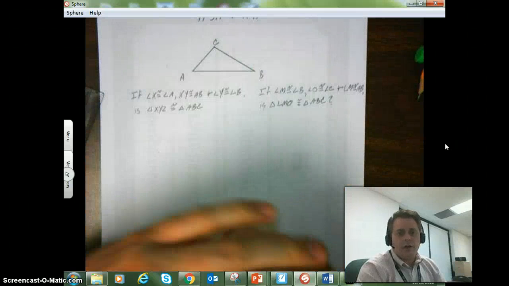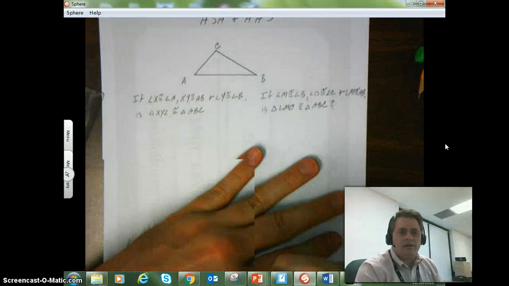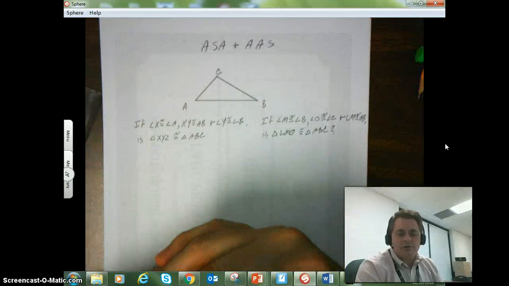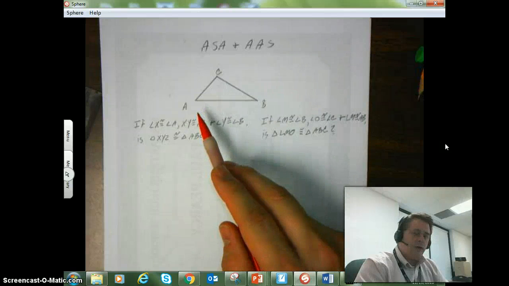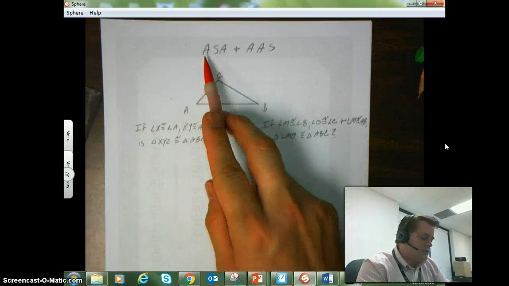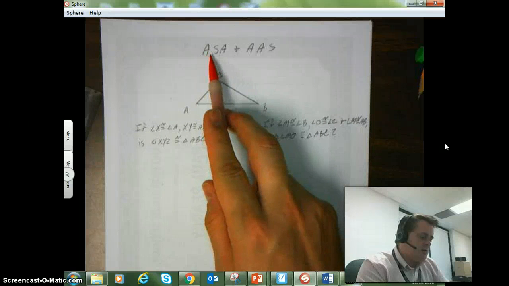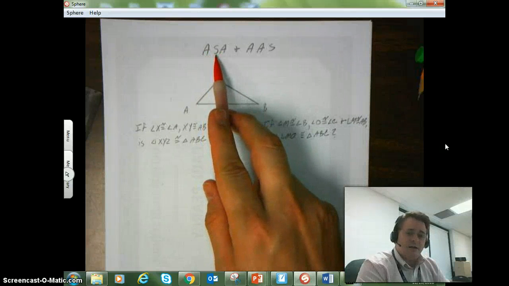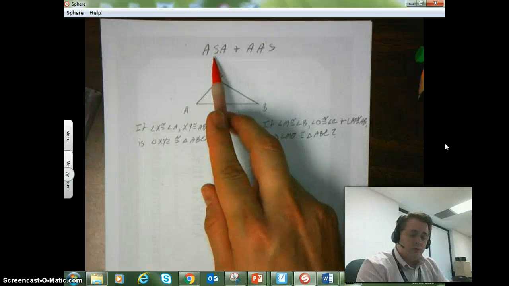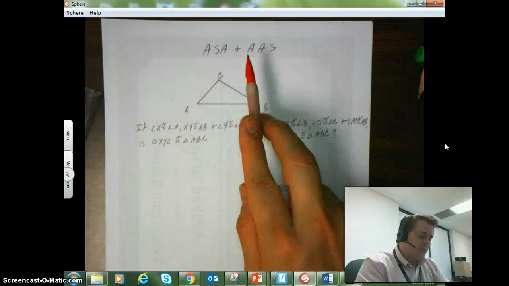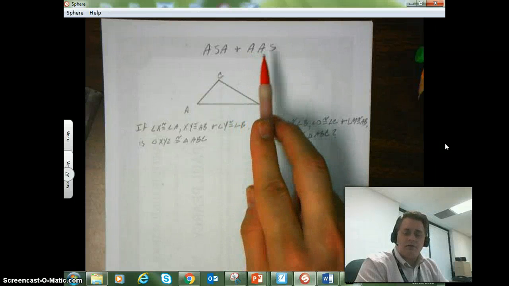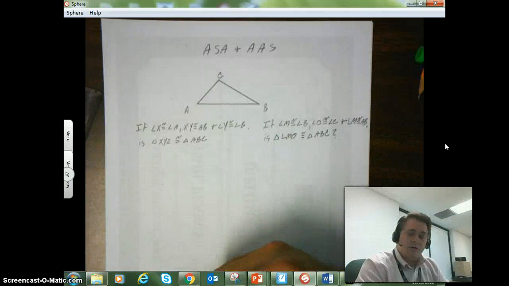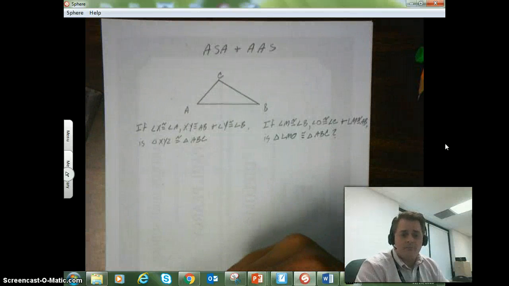Hi everybody, Mr. Piercy here, and what we're going to be looking at in this lesson is some more shortcuts to prove whether triangles are congruent to each other or not. So here I have a triangle ABC, and I'm going to try to use an angle, a side, and an angle where the side is included in between the two angles to prove whether the triangles are going to be congruent to each other. And I'm going to try to use an angle, and a side that's not included in between the two angles to show whether the triangles are congruent to each other.